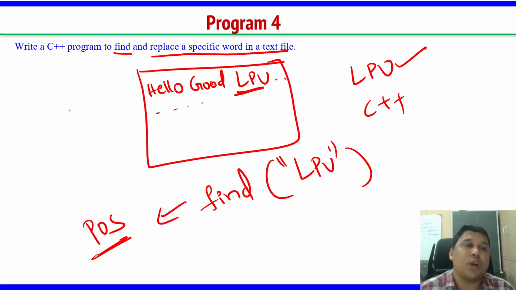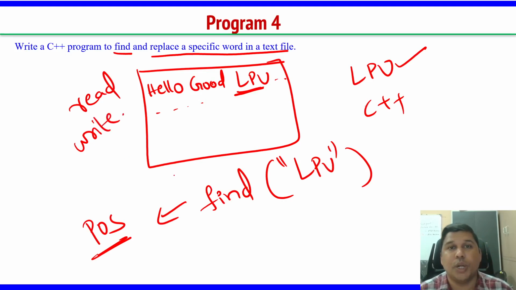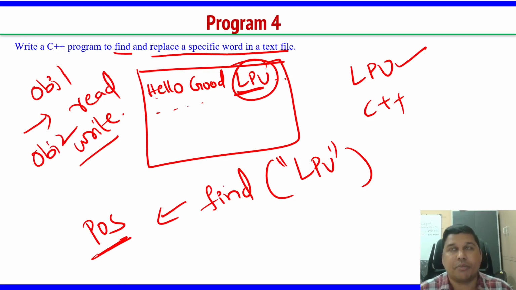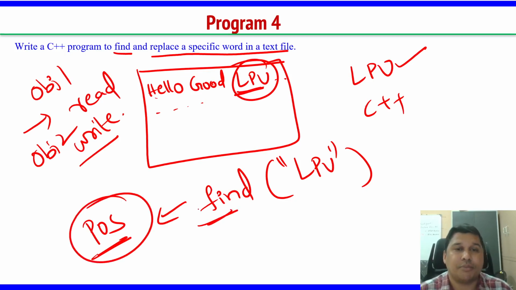You need both read and write objects, one to read and the other to write. Reading is to go to that location and find the string. Writing is to replace that string, which means I have to append to that file. So you create two objects, obj1 with read permission and obj2 with write permission. Then the find function will give you the position.